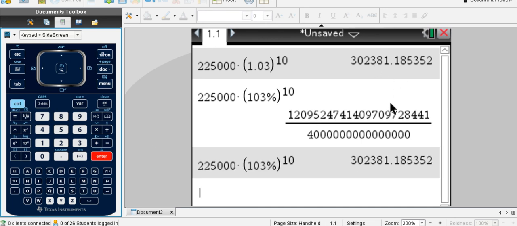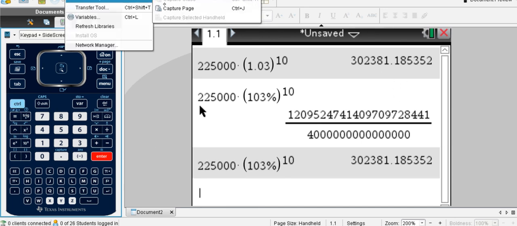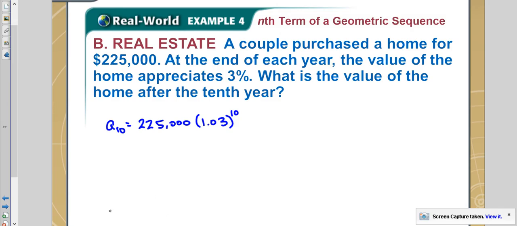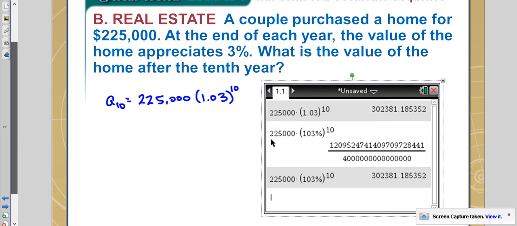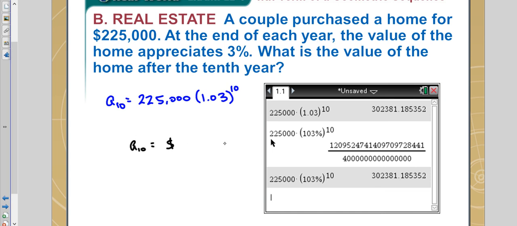Is there a decimal? And yes, it does. So the value after 10 years would equal $302,381.19. I'd round to the nearest hundredth because it's money. So the value of the home does appreciate quite nicely.